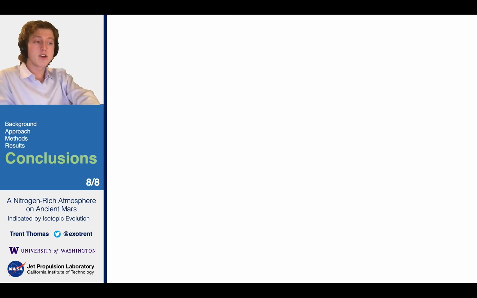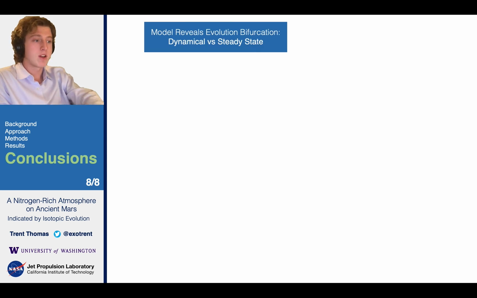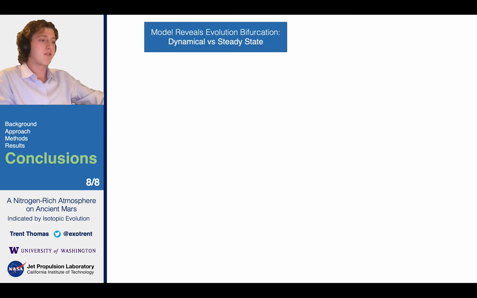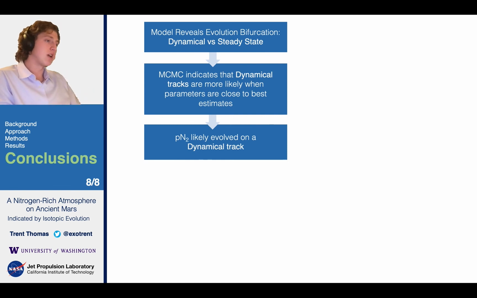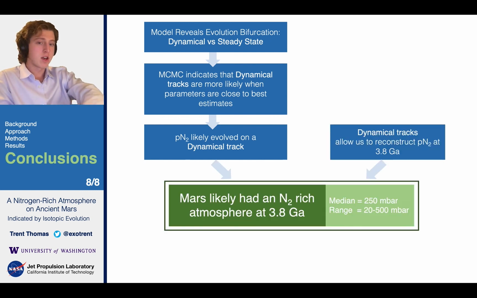To conclude, here's an overview of our investigation. First, our model reveals the family of dynamical track solutions in contrast to the previously known steady states. From this, our MCMC indicates that the dynamical tracks are more likely when parameters are close to our best estimates. If our best estimates are sufficiently accurate, then PN2 likely evolved on a dynamical track. And with the knowledge that we can reconstruct the initial pressure from these tracks, we conclude that Mars likely had an N2-rich atmosphere at 3.8 GA.